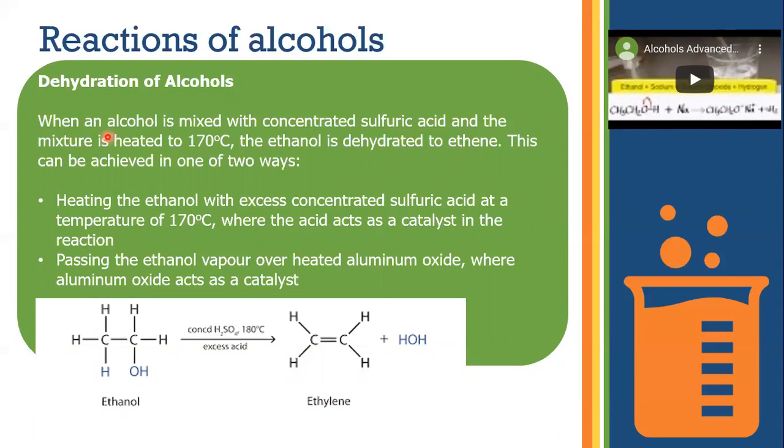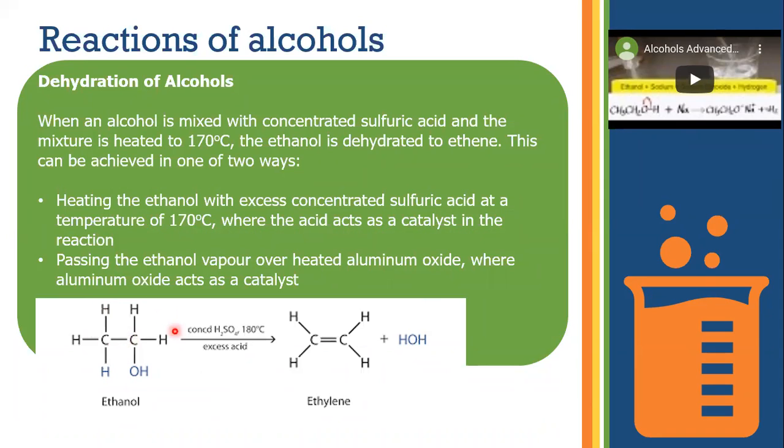This can be achieved in two ways. One, you heat the ethanol in excess sulfuric acid at a temperature of 170 degrees Celsius, where the acid acts as a catalyst in the reaction. Or you can pass the ethanol vapor, so in other words, you heat the ethanol and you have the vapor, and you pass the vapor over heated aluminum oxide. By doing that, it's also going to produce the same alkene. So here we have an example.